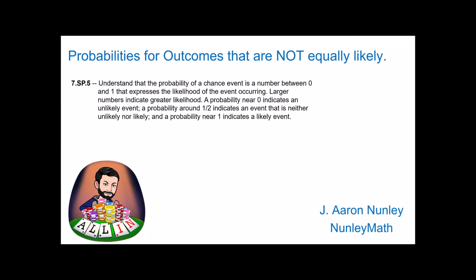We are talking about probability. This is the second video in our series. Previously we talked about the basic definition of probability and looked at some simple probabilities, and we're going to review that just very, very quickly today. And then today we're going to talk about probabilities for outcomes that are not equally likely.